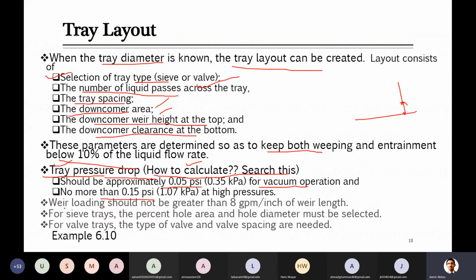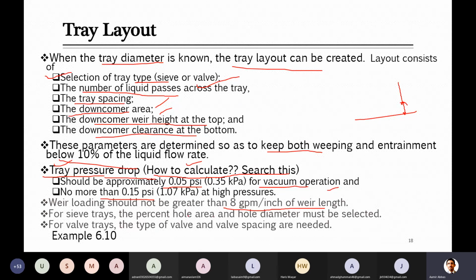Related to the weirs, as we were saying about weir height selection, weir loading should not be greater than 8 gallons per minute per inch of weir length. For better contact of vapor and liquid, you have to follow this guideline, and if your liquid flow rate is sufficiently high, it means you will need more weir length to handle more liquid.